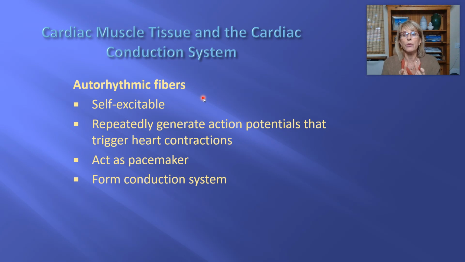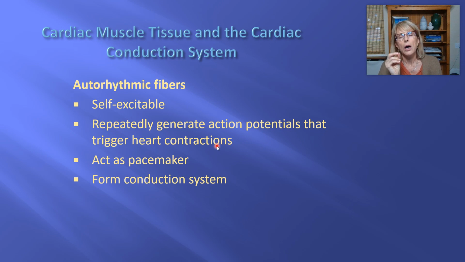So they don't need anyone to tell them to contract the heart. If you took the heart out of a person, as long as you kept the heart cells alive, it would keep on beating. So these autorhythmic fibers set up a resting membrane potential, but then they allow positively charged ions to slowly leak in, which slowly brings them to threshold, the moment that they contract. And that is why they are described as being self-excitable. They repeatedly generate the action potentials that will end up triggering the heart contractions.